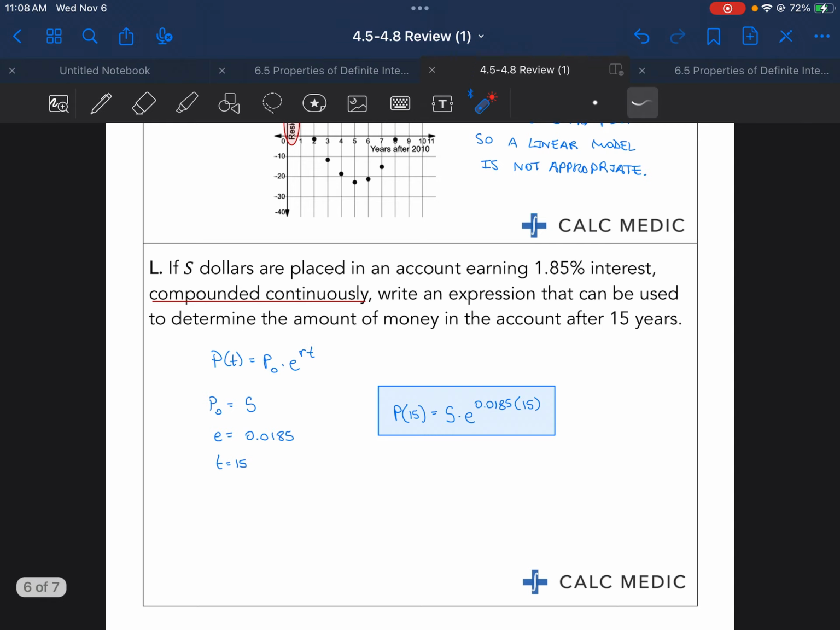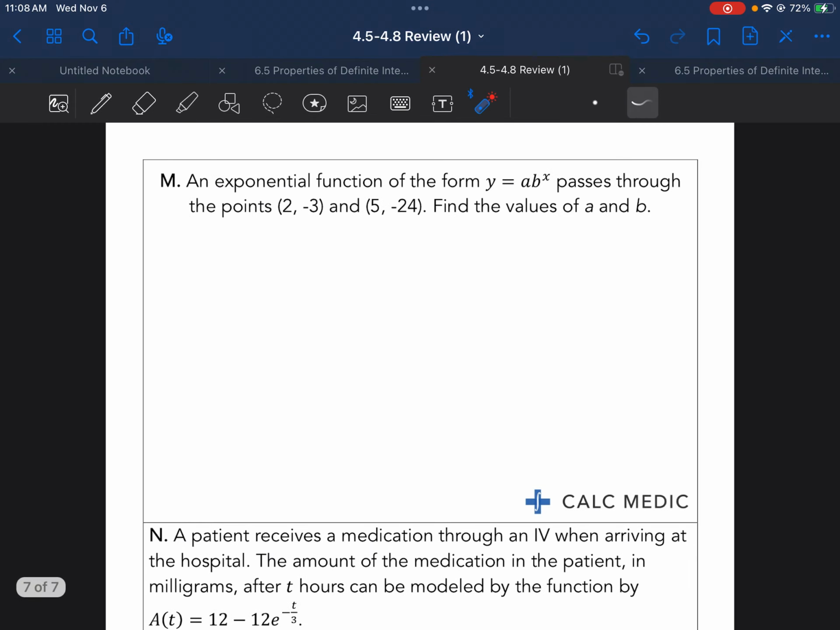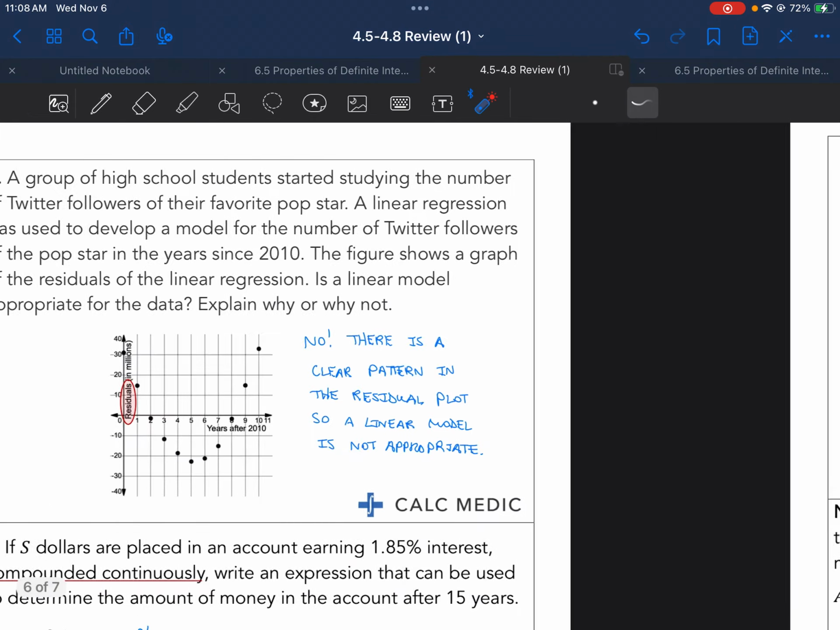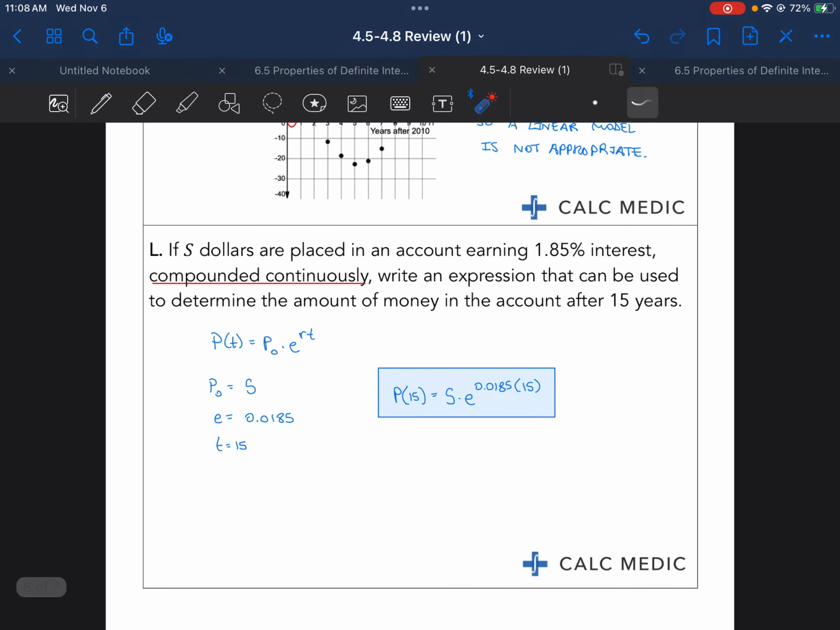And then finally, I think this is the last one on the review. Oh, I forgot two problems. Uh-oh. Not the last one on the review. If S dollars are placed in the account earning 1.85% interest, compounding continuously, write an expression that can be used to determine the amount of money in the account after 15 years.